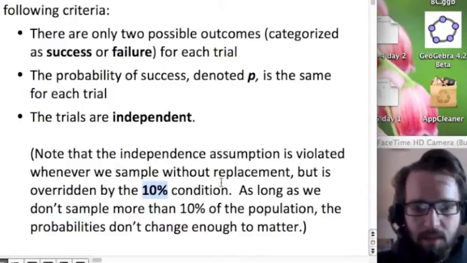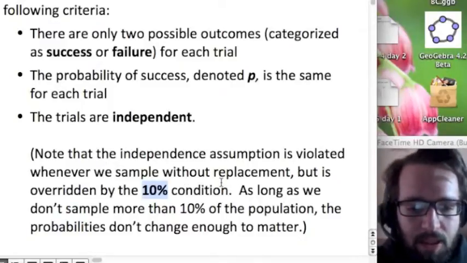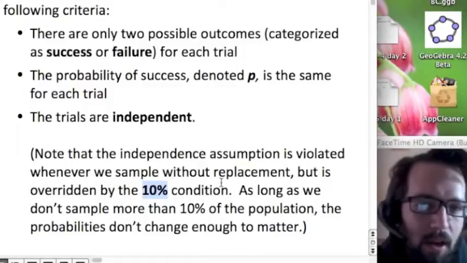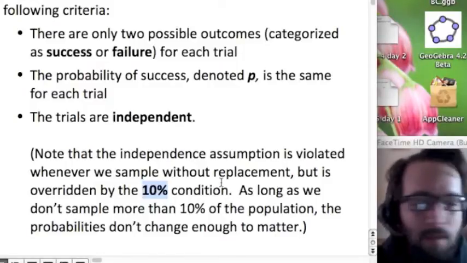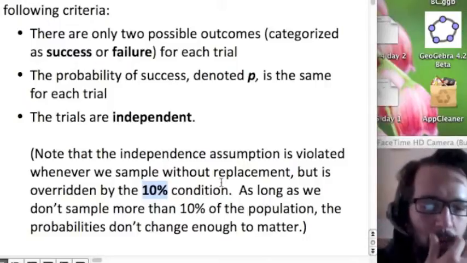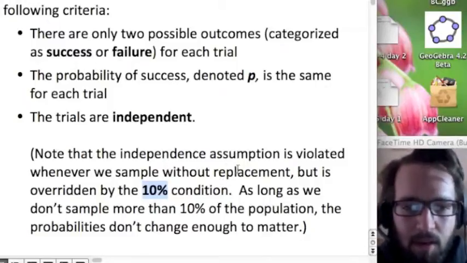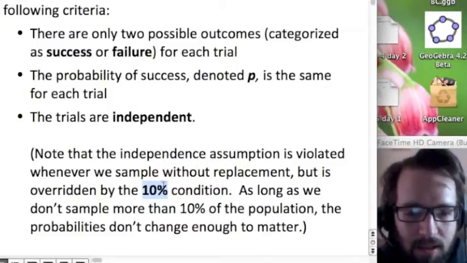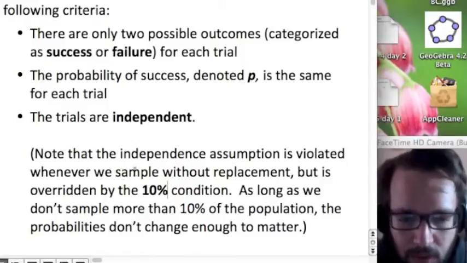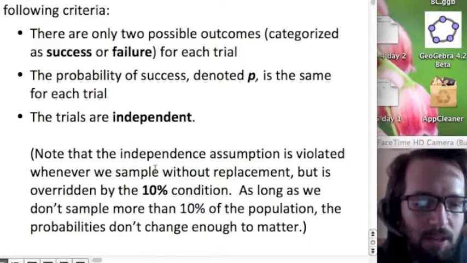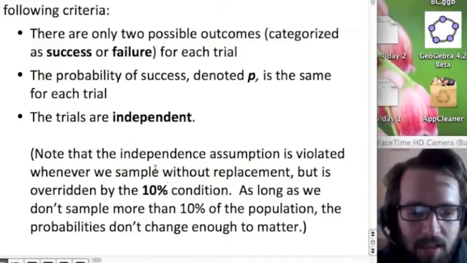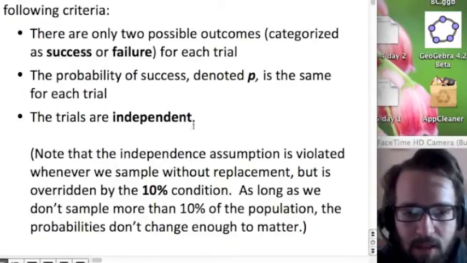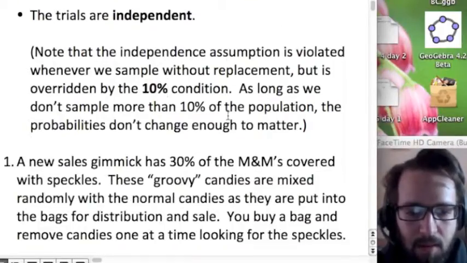Which is basically saying if you don't take more than 10% of the population, it doesn't really change enough for it to matter in the end. So with the playing cards, we can take about 5 of them out before we're beyond 10%, and then the denominator will really start to change in a way that's significant. So the 10% condition is what we use: we can do these without replacement, but we just have to make sure we don't take more than 10% of whatever is there.